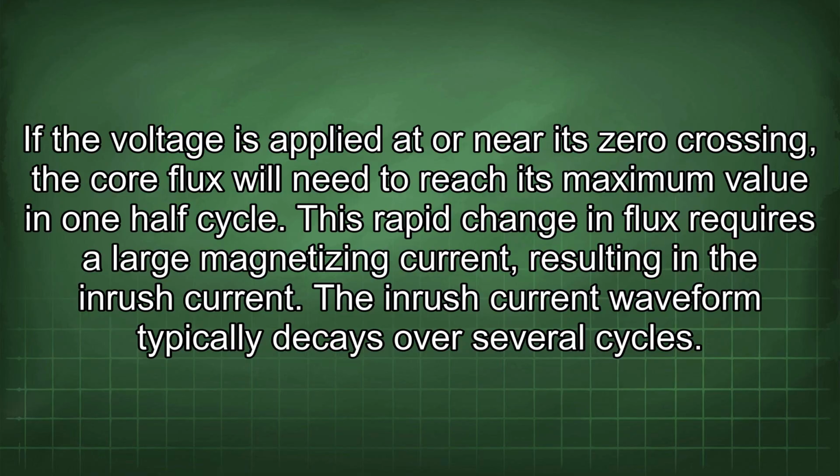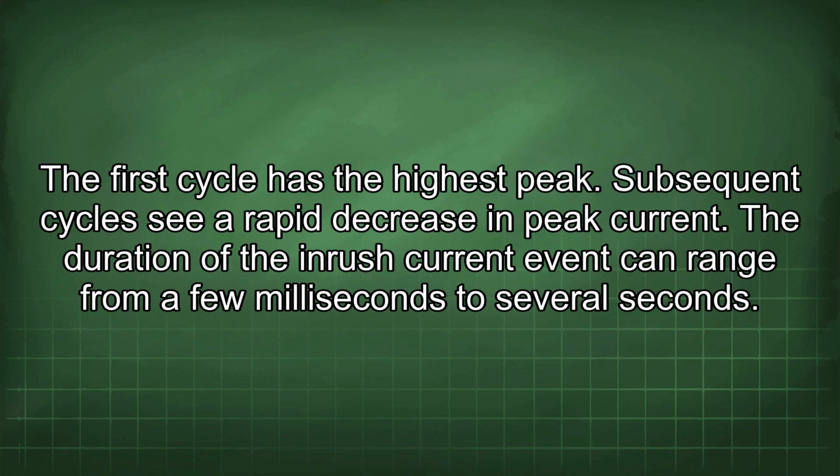The inrush current waveform typically decays over several cycles. The first cycle has the highest peak. Subsequent cycles see a rapid decrease in peak current. The duration of the inrush current event can range from a few milliseconds to several seconds.